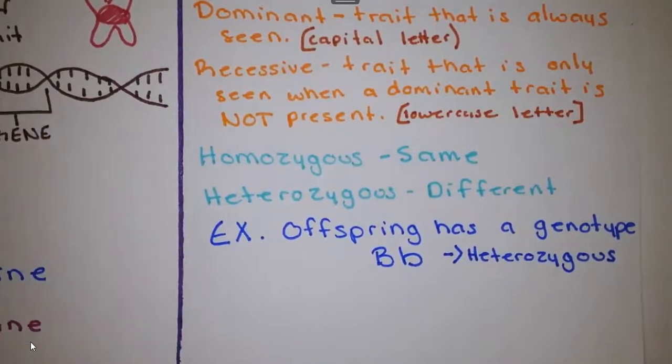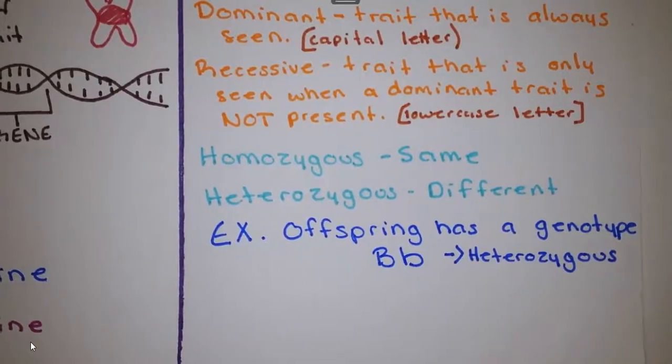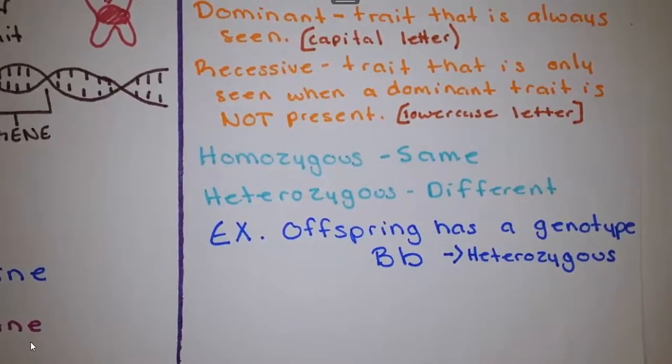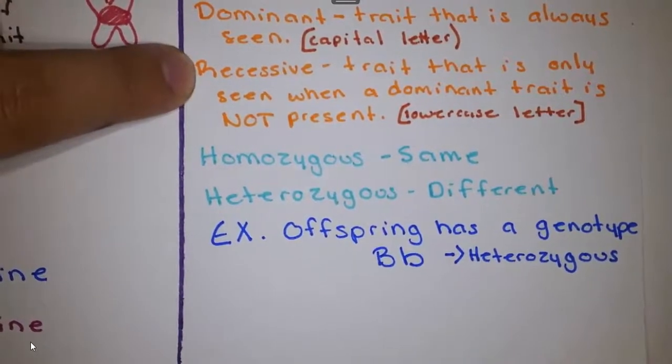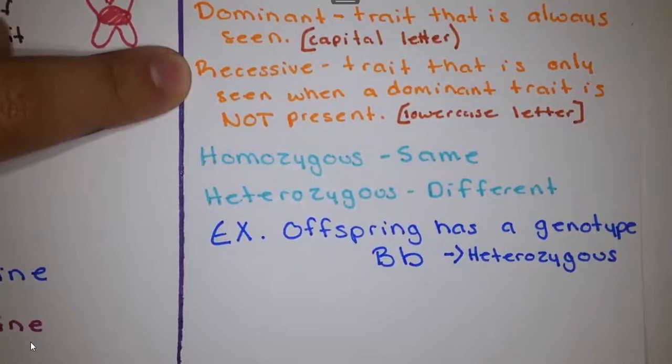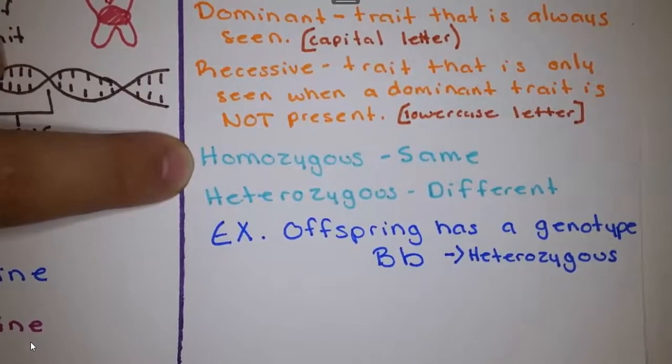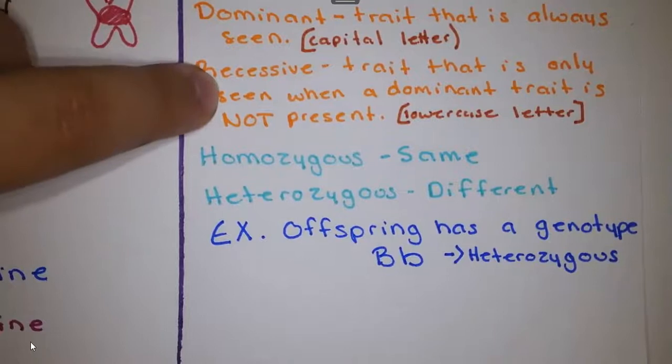And they are going to express this trait because this one is overpowering. It's dominant. And the same thing goes if I say, well, the offspring has a genotype little b, little b, then I would see, okay, lowercase letter, it's recessive, and they're the same, so it's a homozygous recessive trait.